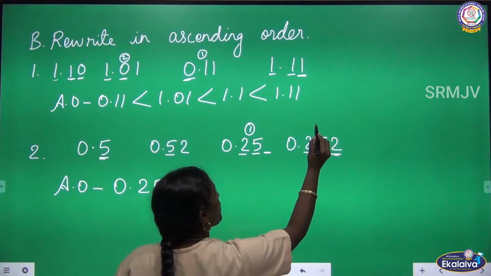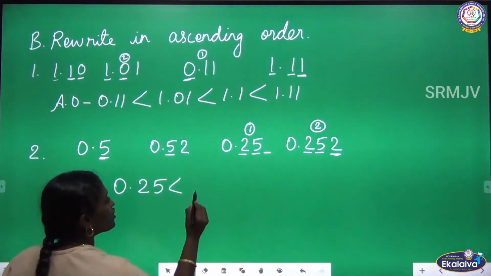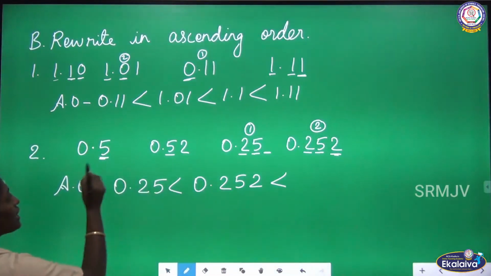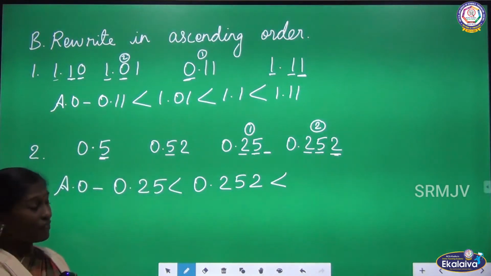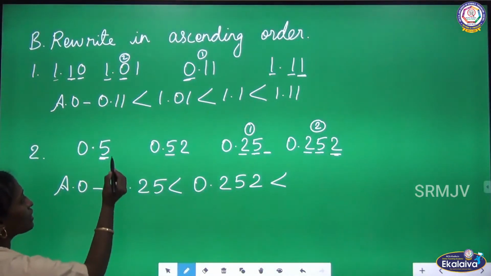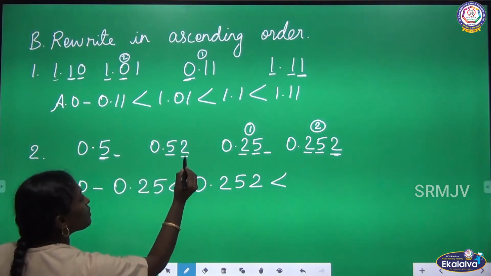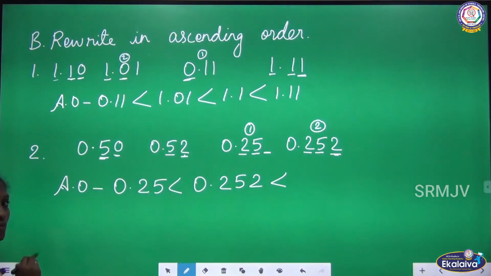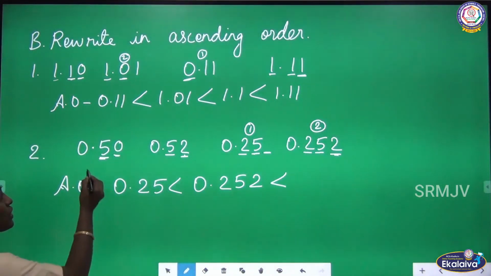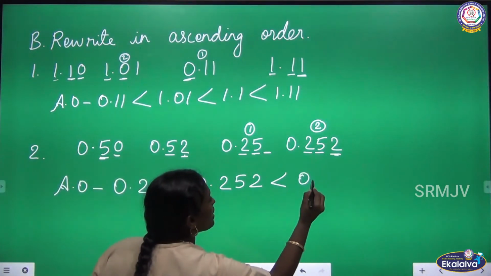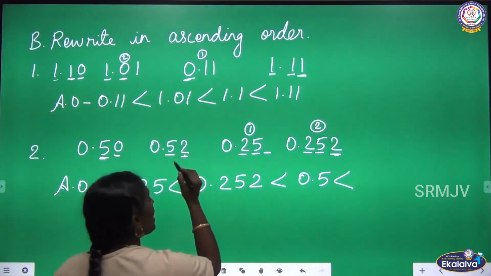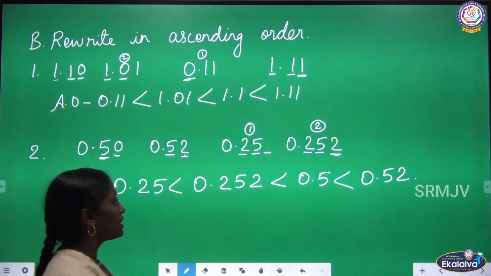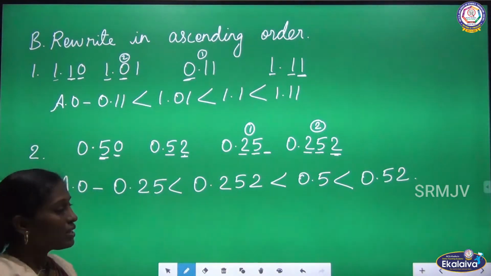Okay, then 0.252 is the second smaller. Then from these two we have to identify the next smaller number. Here we have to check the next decimal place. Here 0 is there, here 2. Which is smaller? 0.50 is smaller. So 0.5 is the next smaller decimal number and 0.52 is the greatest number. This is the ascending order for the given decimal numbers.